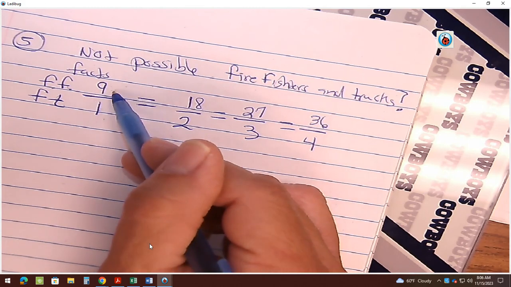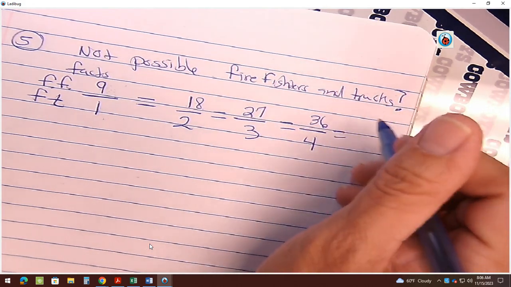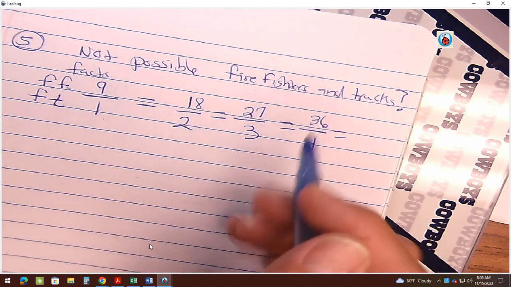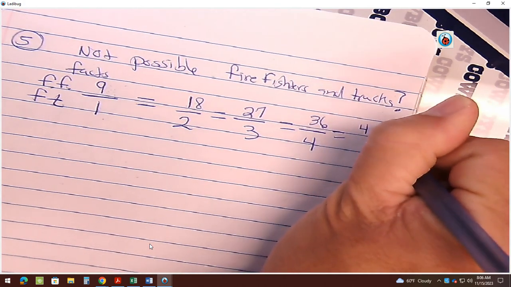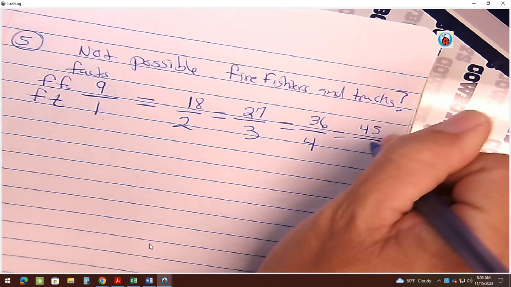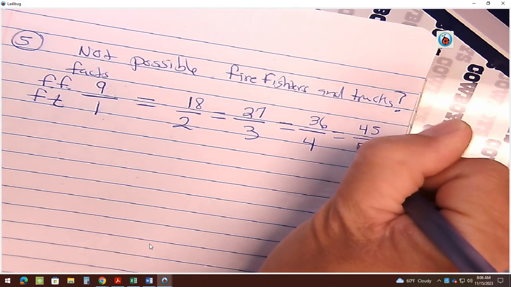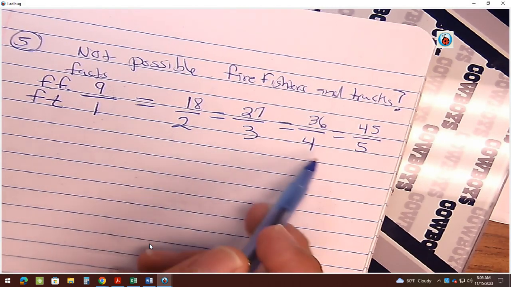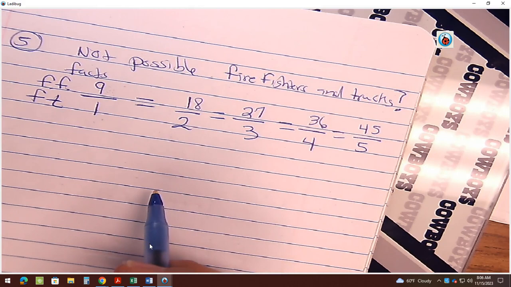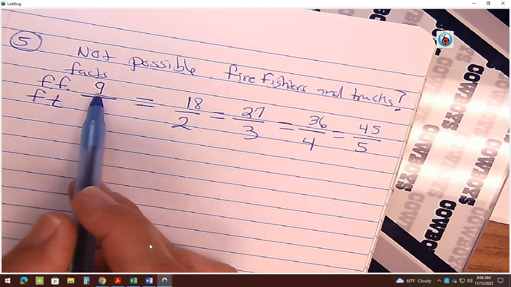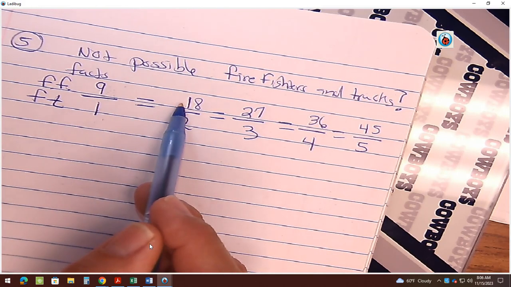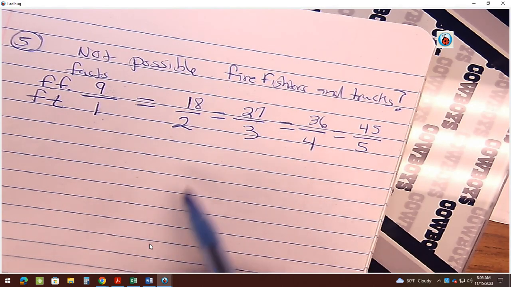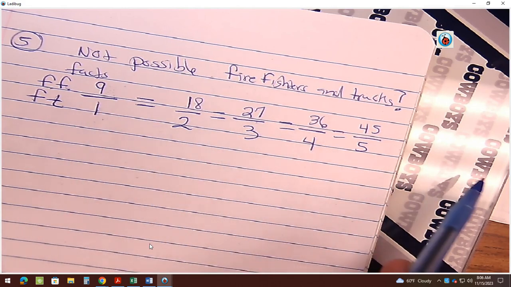9 times what would be next? 5. What's 9 times 5? 45. And 1 times 5? 5. Now let's check the pattern on the bottom one. 1, 2, 3, 4, 5. We're counting by ones. Then check the pattern on the top. 9, 18, 27, 36, 45. We're counting by 9. So these are all proportional.